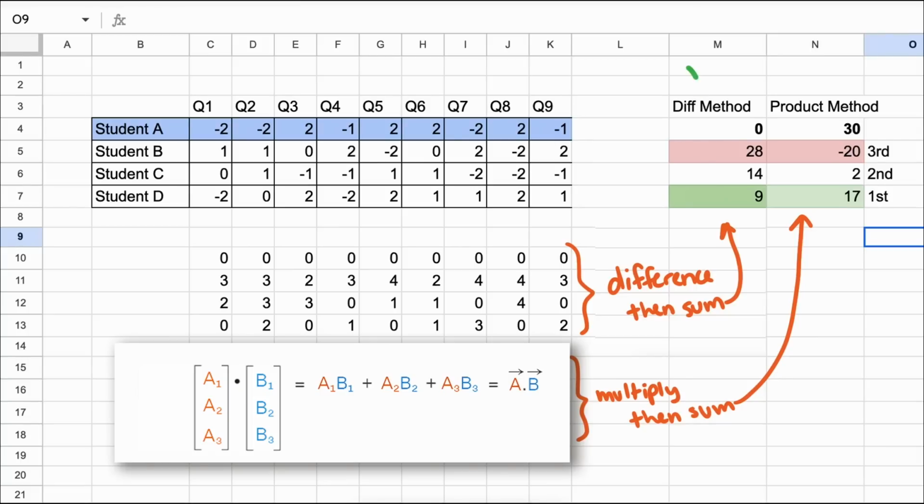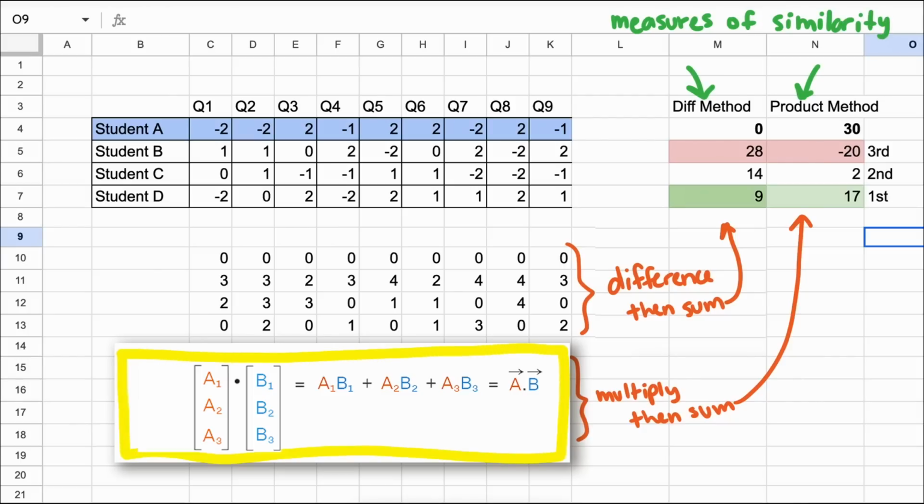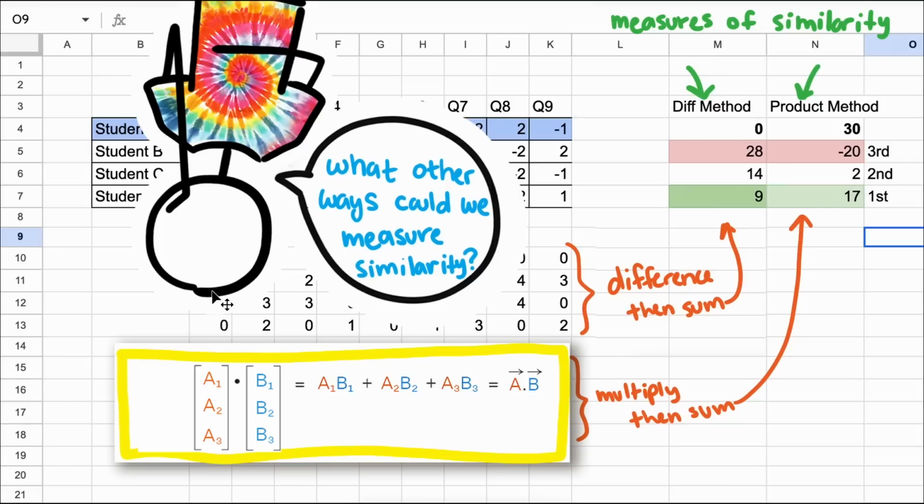Both the difference and dot product methods could be used as a measure of similarity, but the dot product method is more useful because it is related to many ideas of similarity. So what do we mean when we say 2 vectors are similar? Or what ways can we think about similarity between vectors?